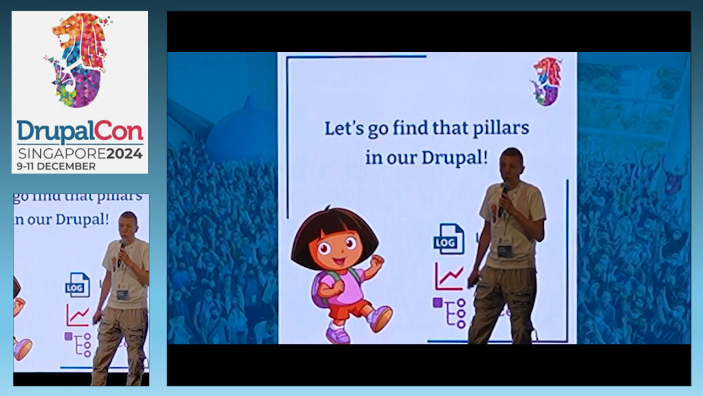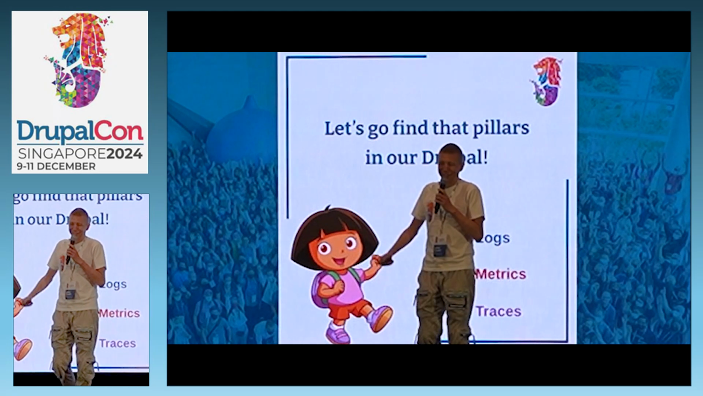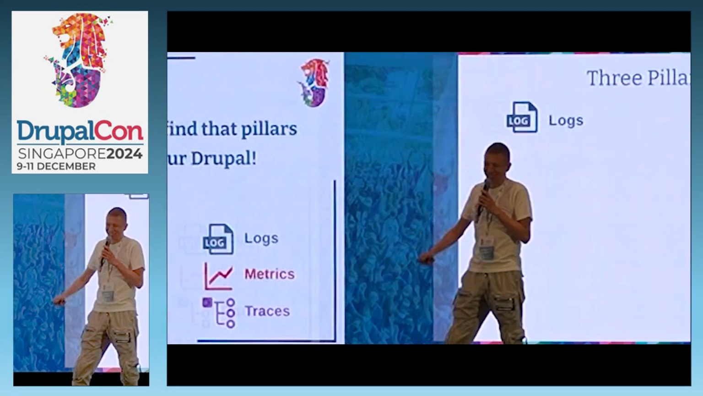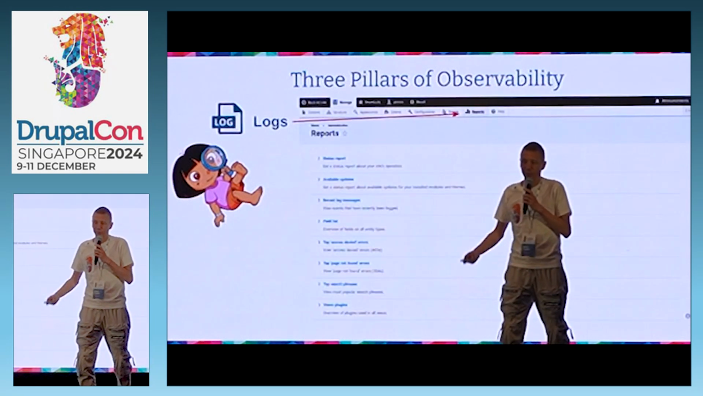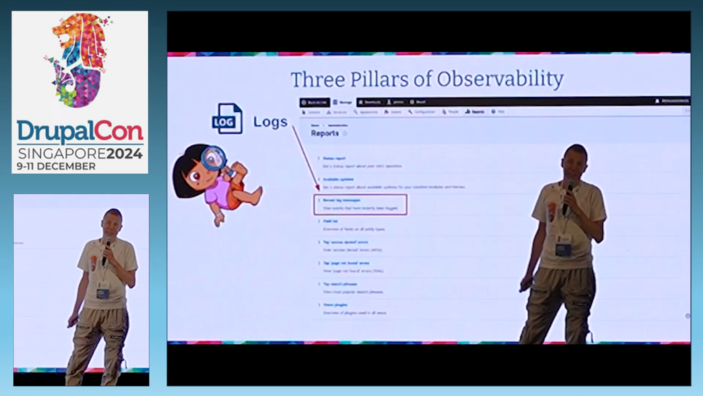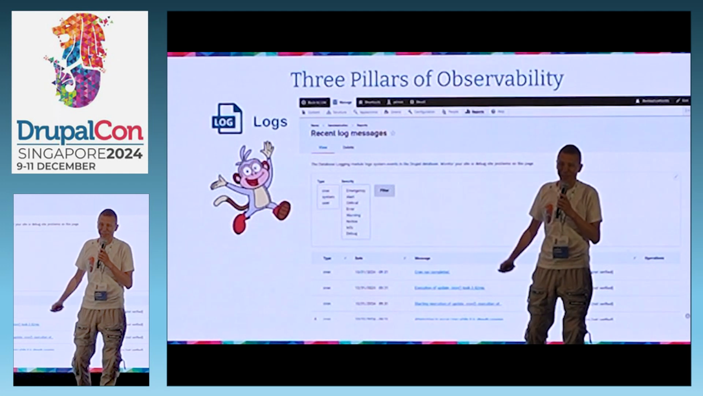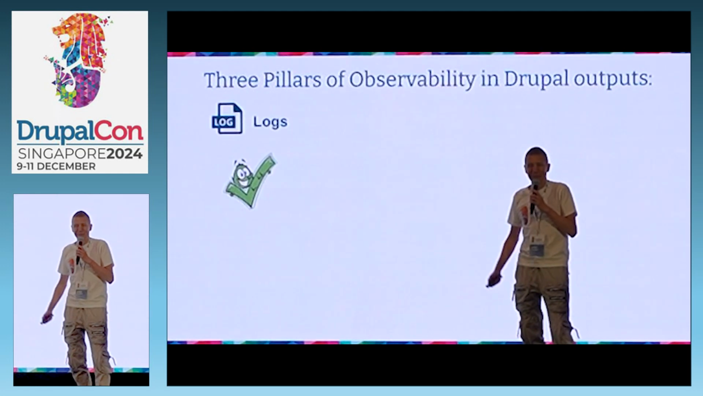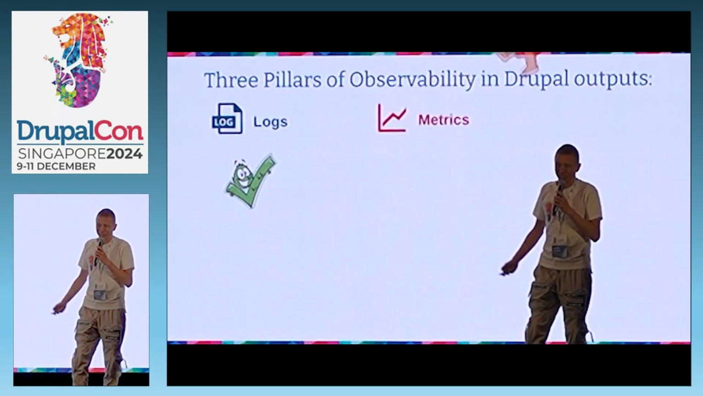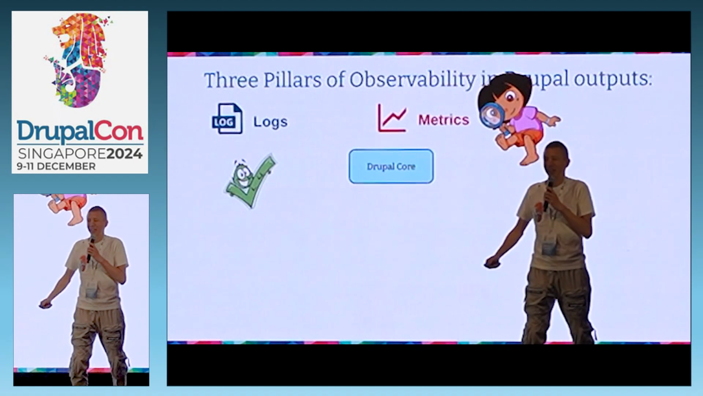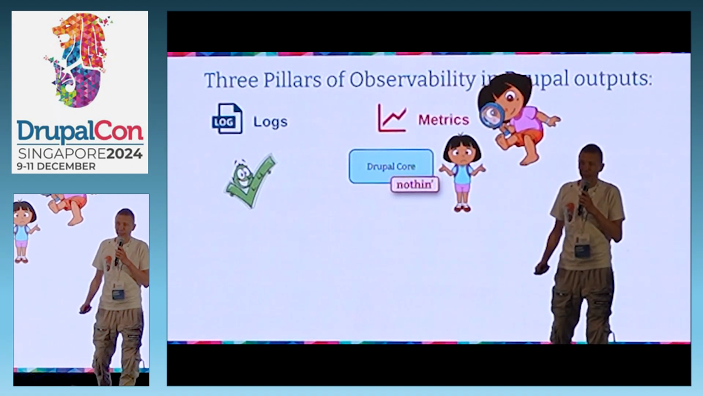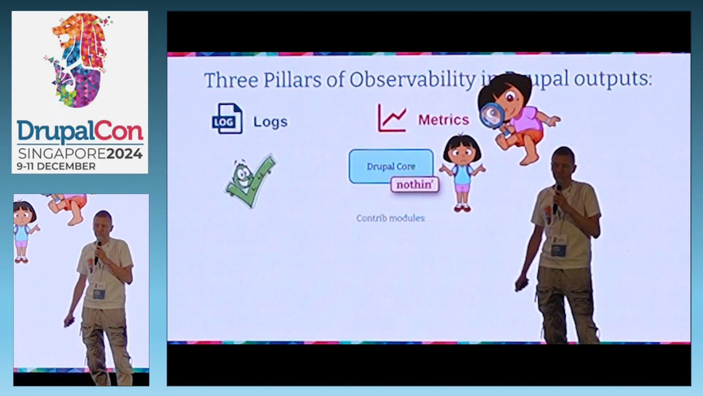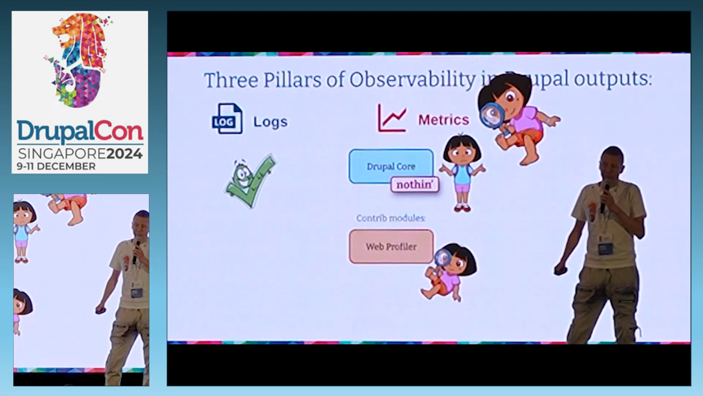And okay, let's go and find those pillars in our Drupal, right? Logs, metrics, and traces. So let's start with logs. That's the easy one. Let's go to reports and recent log messages, and we are here. Great. Okay, we found logs. The next challenge is to find metrics. In Drupal core, actually, we have no metrics, right? Let's look at the contrib modules. Maybe there we can find something.